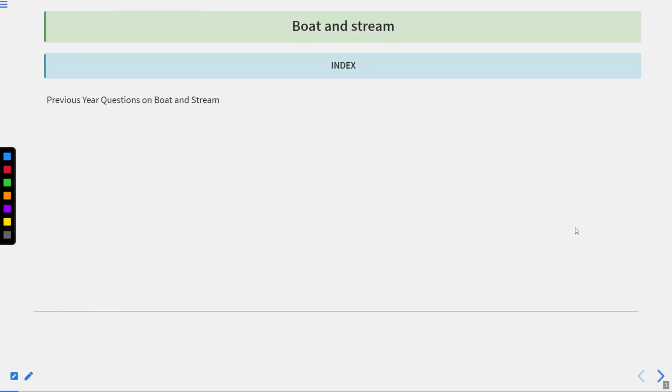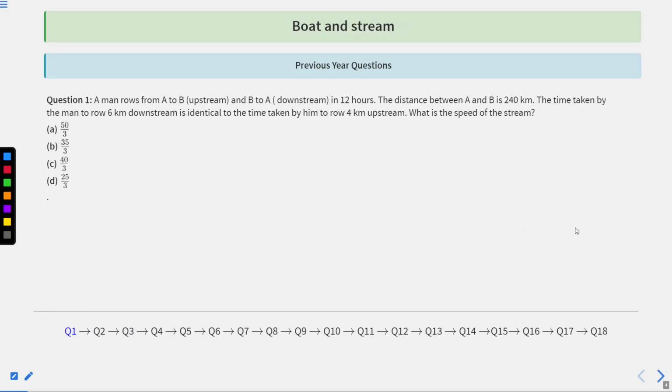So, in this lecture, we are going to solve previous year questions on boat and stream. Let us begin with the very first question. A man rows from A to B upstream and B to A downstream in 12 hours. The distance between A and B is also given to us, that is 240 kilometers.